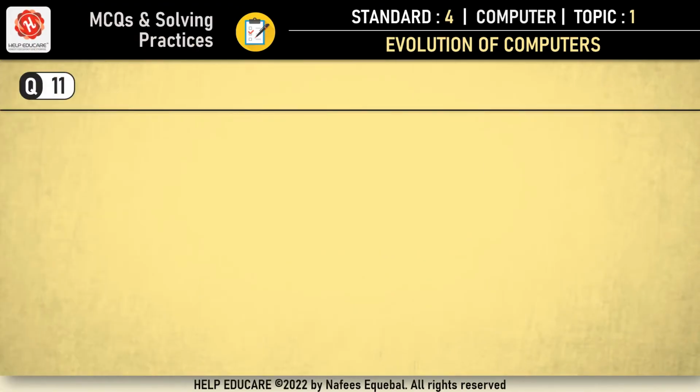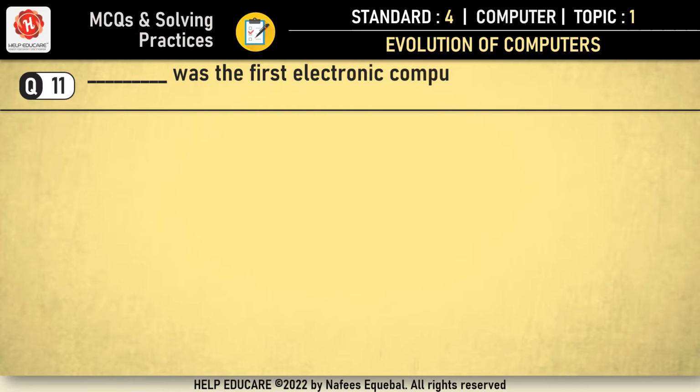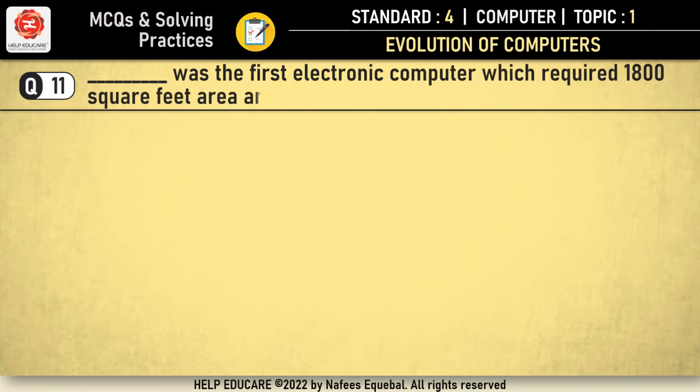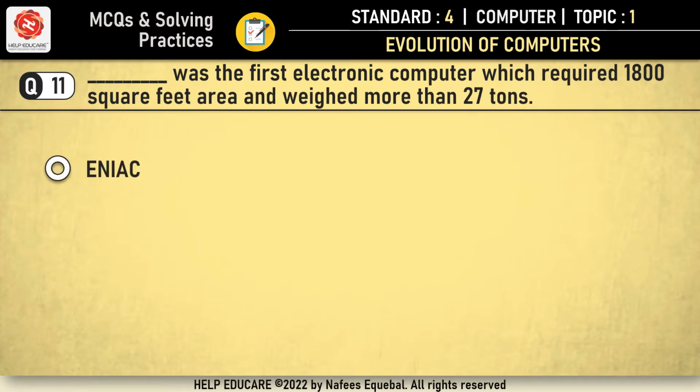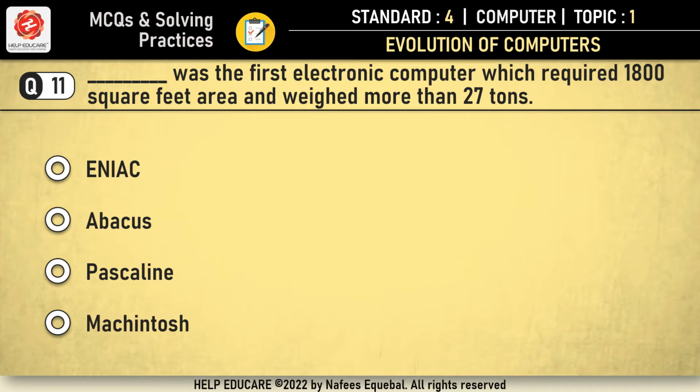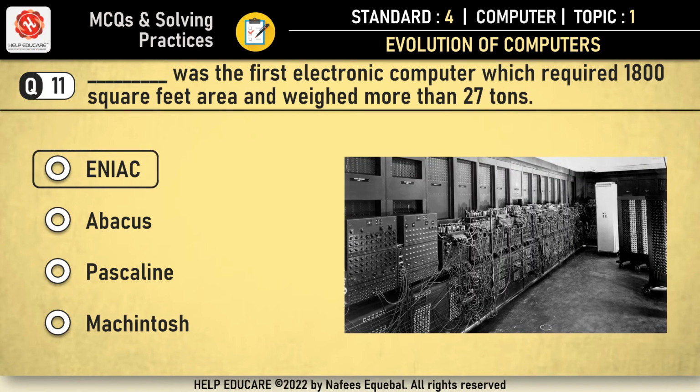Question number 11. Dash was the first electronic computer which required 1,800 square feet area and weighed more than 27 tons. First option, ENIAC. Second option Abacus. Third option Pascaline. Fourth option Macintosh. Answer will be displayed in 10 seconds. Correct answer is ENIAC.